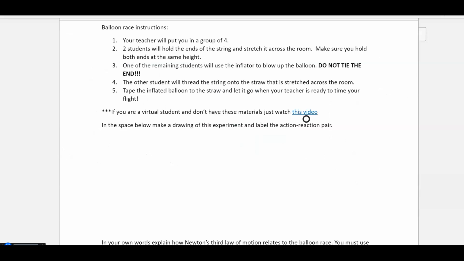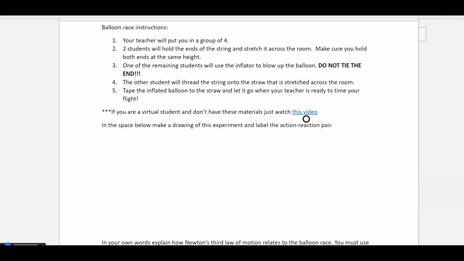If you have this stuff at home, it's a lot of fun to do. If you don't, don't stress about it, okay? I'll tell you what to do in just a minute. So you're going to get in groups of 4 if you're in my classroom. 2 of you are going to hold the opposite ends of a string. You're going to make sure you hold it tight and at about the same height. We don't want the balloon rocket going downhill or uphill. We want it traveling flat.